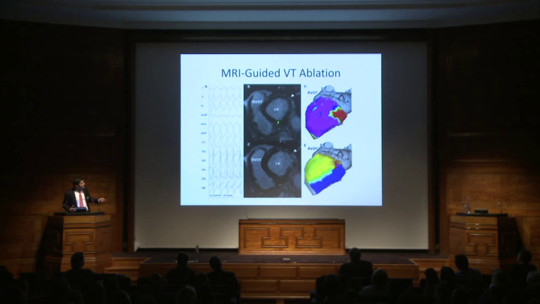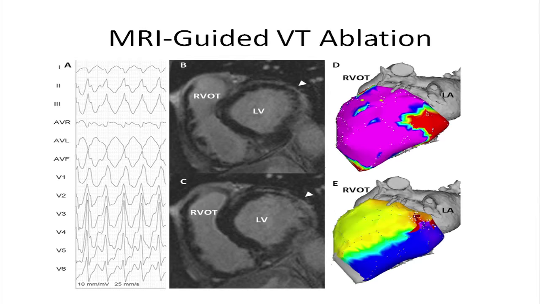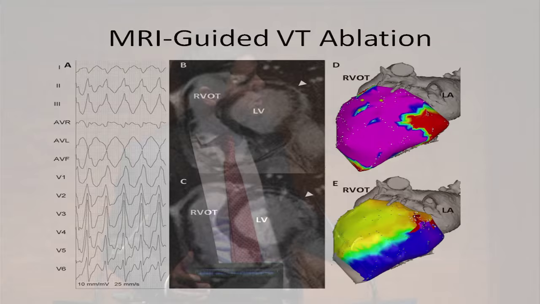So MRI-guided procedures show you where the scar is. Epicardial here, red is low voltage. This is normal voltage, and this is actually an activation map showing that the VT, in fact, was associated with this scar border, and that's what it looks like. So MRI shows us a good amount of information before the procedure, and we use it routinely in patients before they receive their ICD.